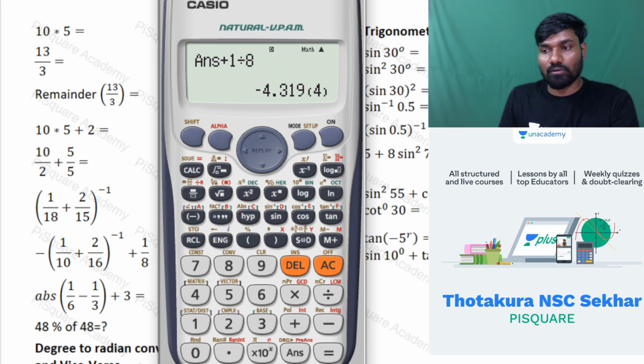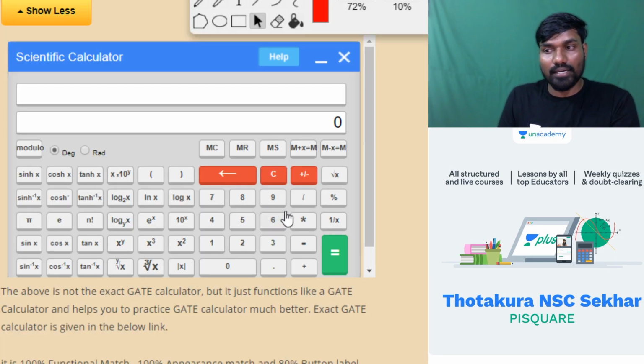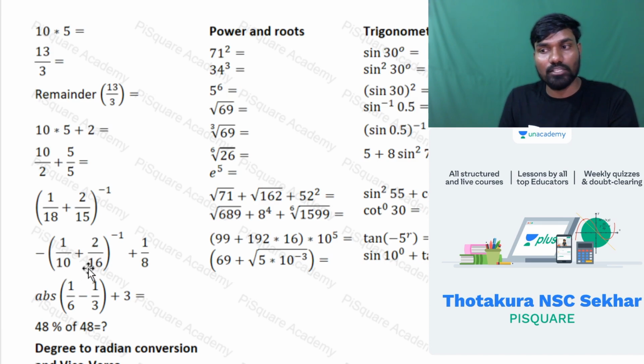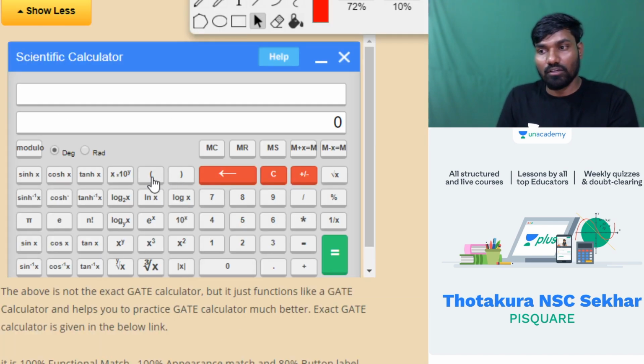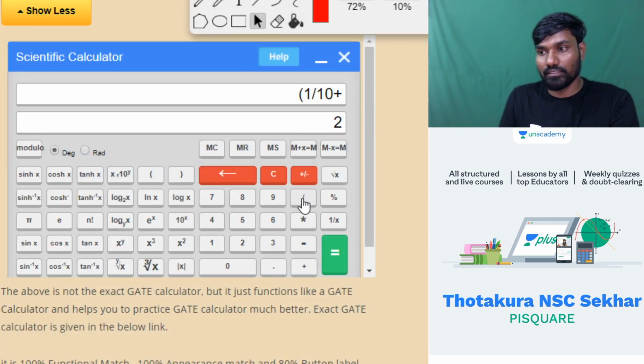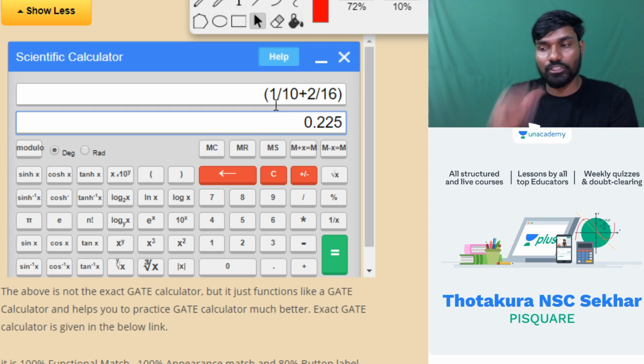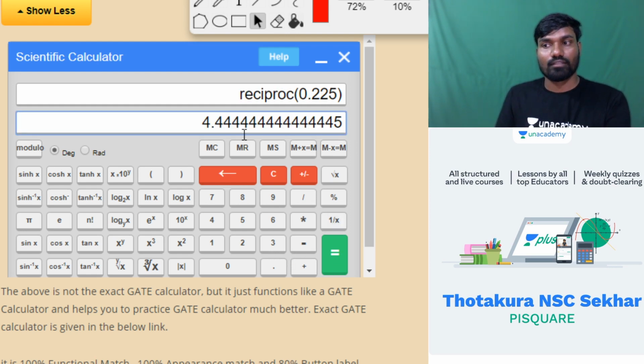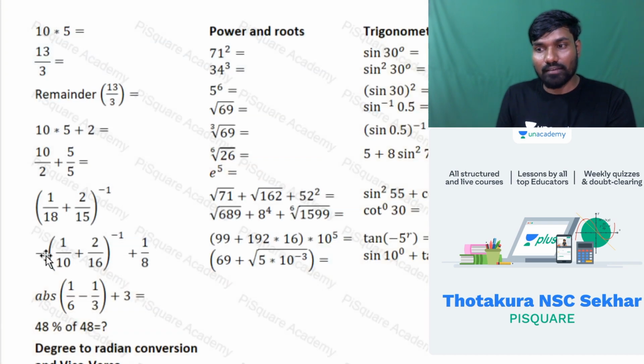Now, if you want to perform the same on this calculator, okay. Minus of 1 by 10 plus 2 by 16 whole inverse. Let's perform this first. Open the bracket, 1 by 10 plus 2 by 16. Close the bracket, equal to, this is the value. I should perform inverse. If you press this, this will be the inverse of it. It will perform the inverse because x is there. The moment I press it, this value will be taken as x. Inverse is done. I'll have to change the sign, minus of it.